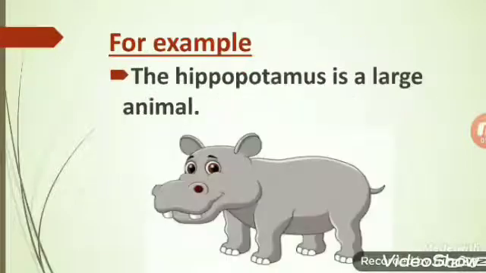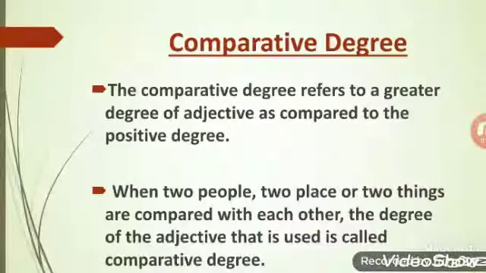For example, the hippopotamus is a large animal. Children, in the given sentence, the word large stands for positive degree. As here, there is no comparison of hippopotamus with any other animal. Okay? Children, now let's move on to comparative degree.